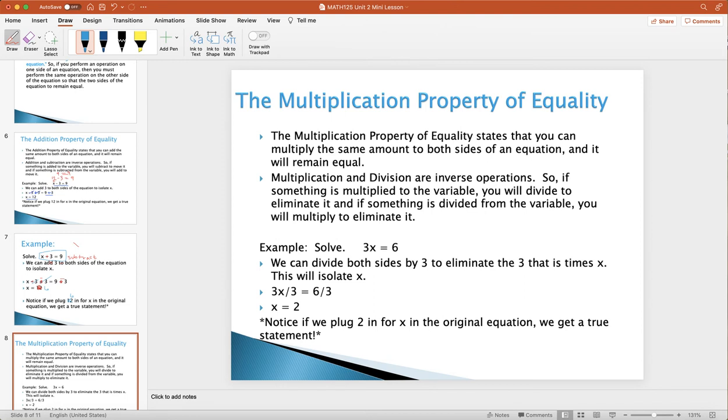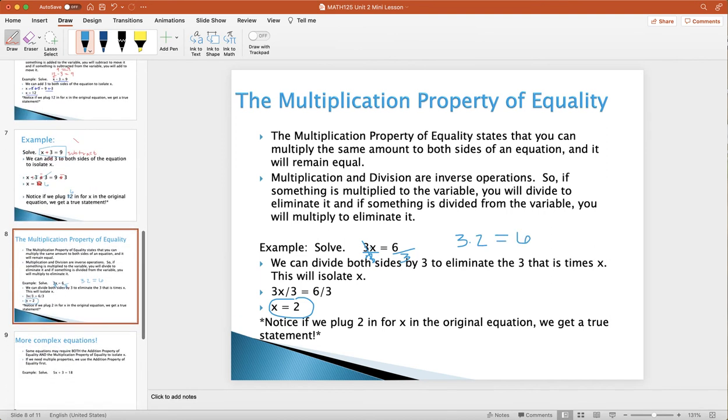So in this example here, I have 3 times x equals 6. So 3 is times x, and therefore I'm going to do the inverse. I'm going to divide both sides by 3 to eliminate that 3 that is times x. And then we get x by itself on the left, and we have 6 divided by 3, which is 2 on the right. So we solve when we get x equals 2. If I plug 2 back in for x in the original equation, we would have 3 times 2, and that does equal 6. So we know that 2 is the solution to our equation.